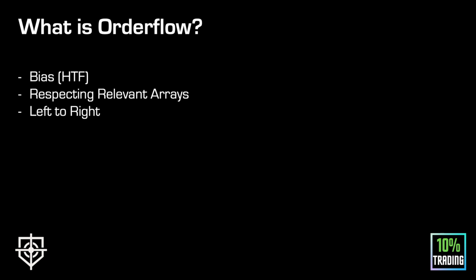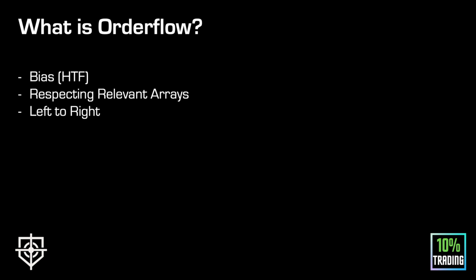Understanding order flow requires some sort of bias, a directional bias, an understanding of what price is doing, where it's heading, where it's going to. And the answer to your question is when price respects arrays. When price is respecting these order blocks, these fair value gaps, mitigation blocks, and so forth.